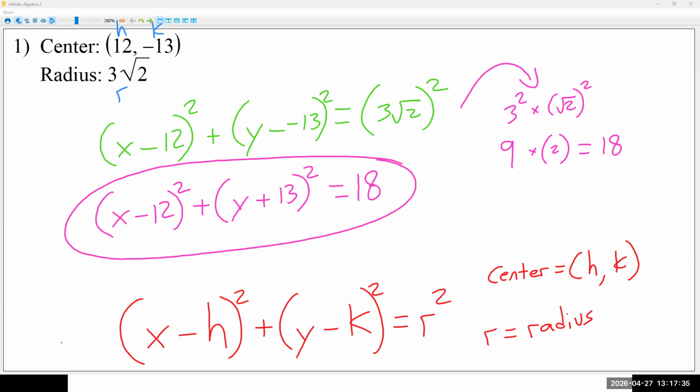And that's it. That is the equation of a circle that matches number 1. If you're feeling super confident, you can go ahead and see if you can get to the answer of number 2.